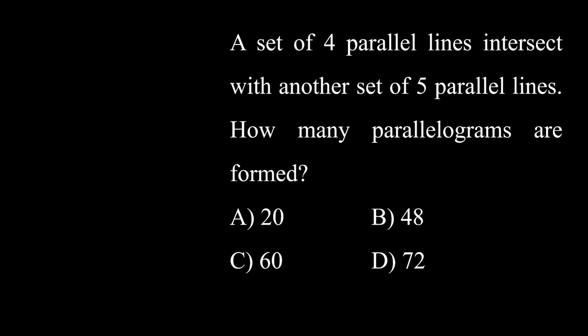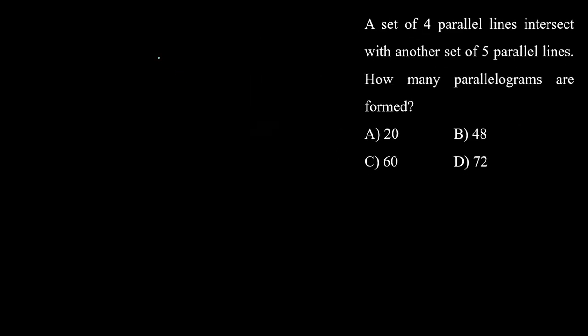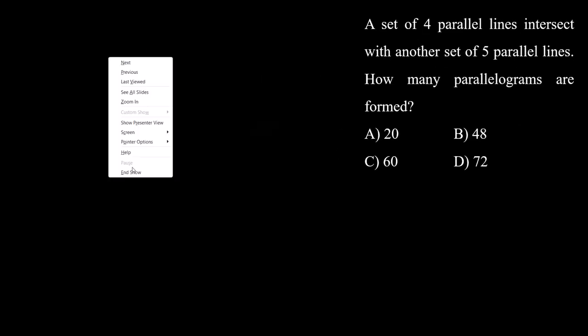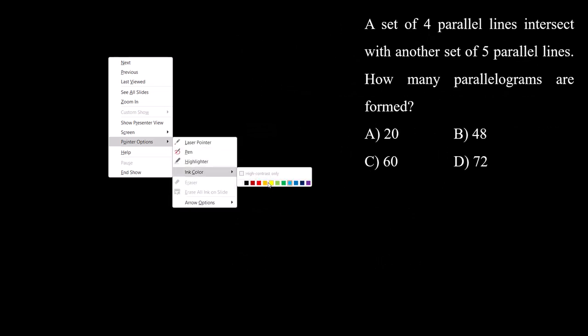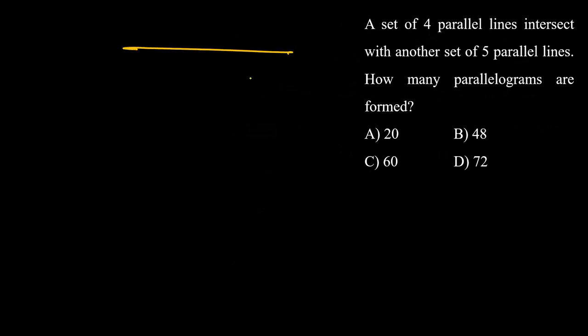A set of 4 parallel lines intersect with another set of 5 parallel lines. How many parallelograms are formed? For parallelograms, I am just giving you the idea. You can find it similar to a rectangle. Here, a rectangle is one type of parallelogram.